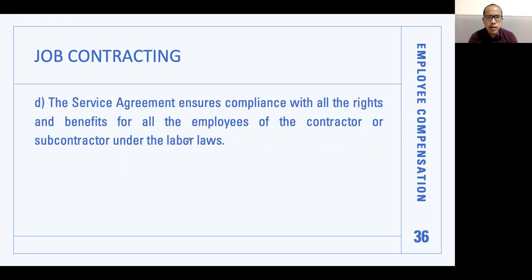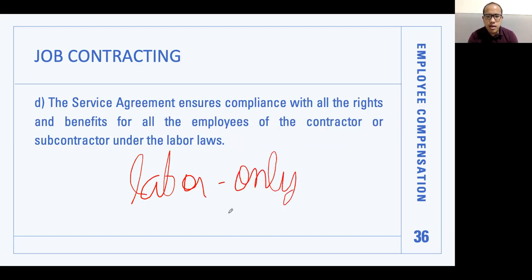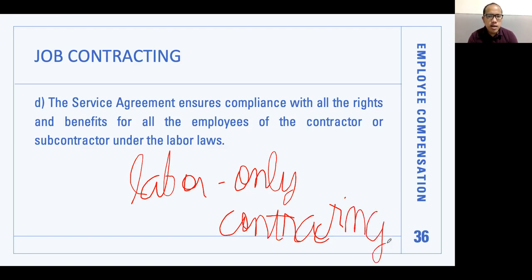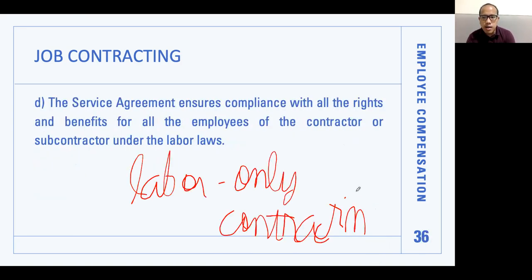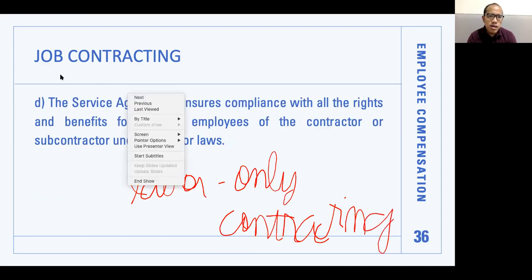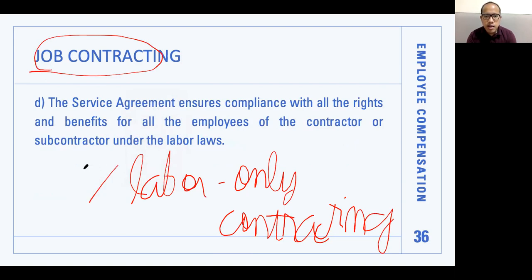Kapag meron element dyan na hindi mo nasunod, then illegal yung job contracting. Pag illegal yung job contracting, ang tawag natin dyan ay labor-only contracting. Labor-only contracting, which is prohibited. Yan, prohibited yung labor-only contracting. Ang valid ay job contracting. Ito valid to. Yung labor-only contracting, void yan. Bawal yan. Ito, pwede. Ma-meet mo lahat ng requirements, job contracting yan. Okay yan. Pero pag labor-only contracting, bawal. Okay?